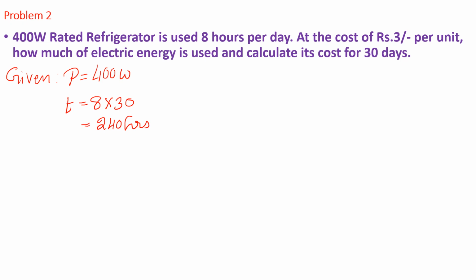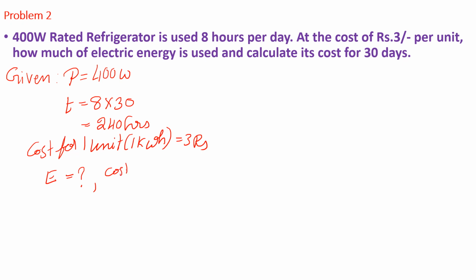Then the cost for 1 unit, or 1 unit is nothing but 1 kWh, which is equal to 3 rupees. They have given it. Then we need to calculate energy is equal to how much, and cost is equal to how much, the total cost. It is nothing but the total cost for 30 days will be equal to how much, that we need to calculate.